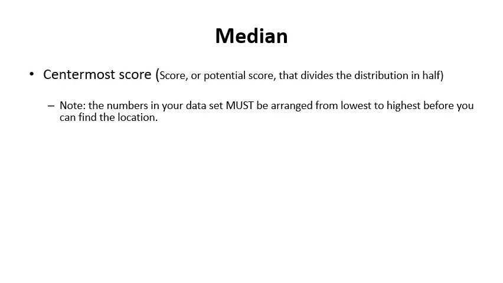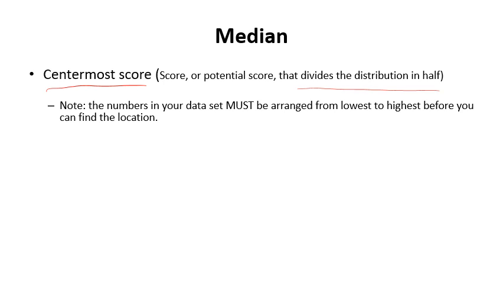Median, on the other hand, isn't the average of scores, it's the centermost score. So it's going to be the score that basically divides the distribution in half. It's going to be the score that's in the center of all of the scores, irrespective of the actual value of the scores, as long as they're in order.